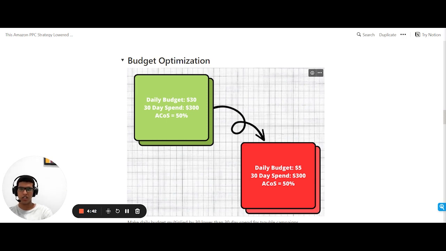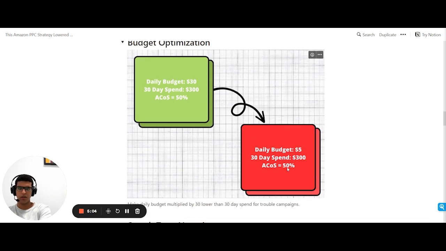But essentially what you're doing is you're looking at a campaign's 30-day spend. Let's say it's $300, like the example in the picture over here, and you want to lower the daily budget so that the daily budget multiplied by 30 is less than the last 30 days spent for this campaign. So over here, they spent $300 over 30 days at a 50% ACoS. We dropped the daily budget to $5 so that over 30 days, it could only spend $150 total at the 50% ACoS. So while this doesn't actually improve the campaign's performance, it decreases the percentage of your total spend going to bad campaigns, which brings down the account's ACoS.